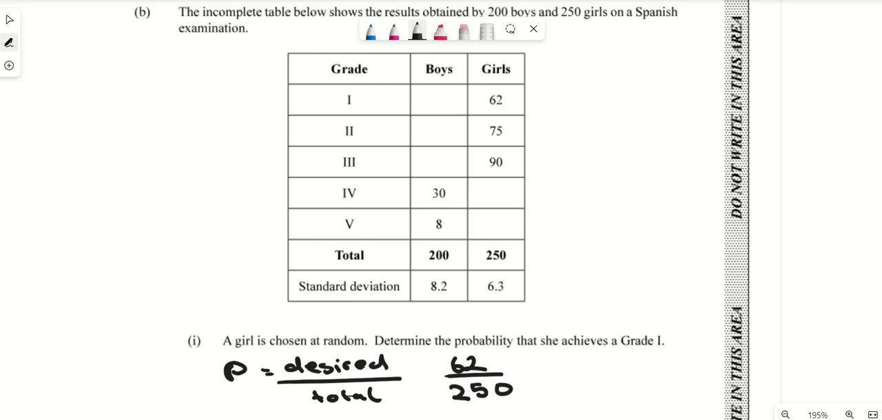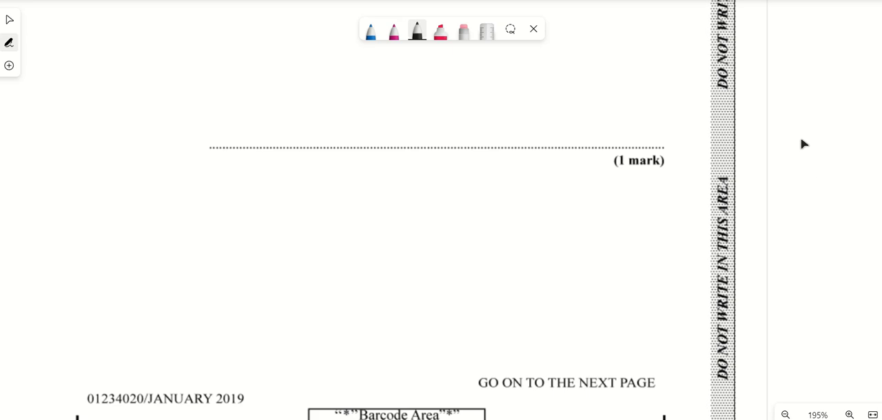62 divided by 250 is equal to, you'll get a decimal, but it has 3 decimal places. So it's best you don't do that. Leave this as a fraction, which is 31 over 125. And that would be your answer for your probability for part 1.